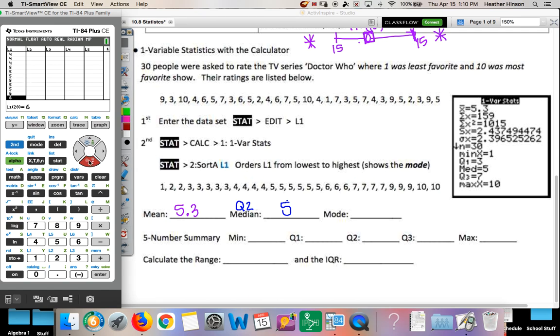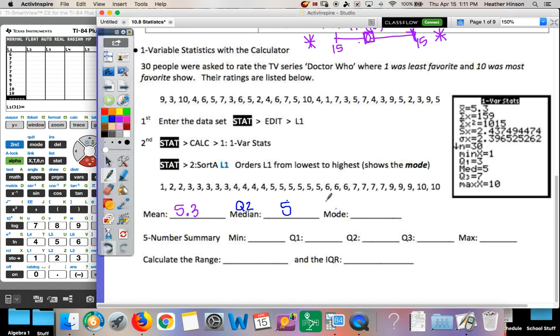6 has 1, 2, 3. Only 3 for 6, so that's not it. 7 has 1, 2, 3, 4. So not 7. And then 9 has 1, 2, 3. Only 3. And then 10 has 2. So the highest one we had here was 5. Sorry, it had 6.